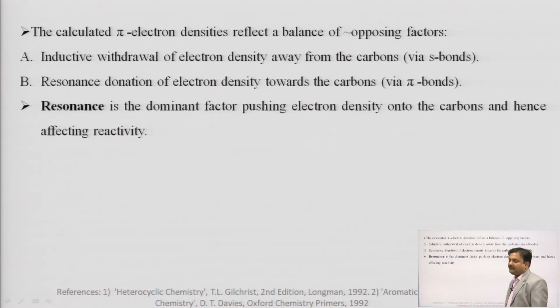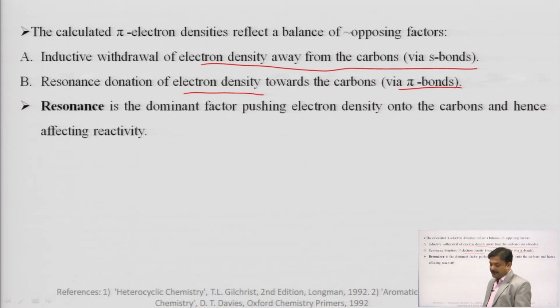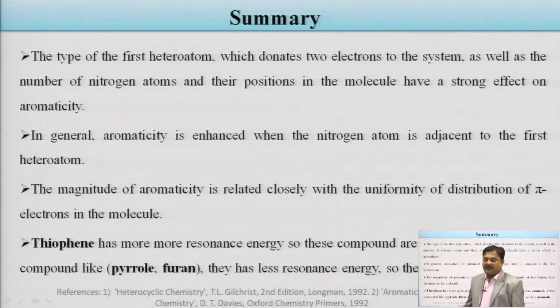So, the calculated pi electron density reflects the balance of opposing factors: inductive withdrawal of the electron density away from the carbons via sigma bonds, meaning electronegativity, when we are talking about electronegative atoms, that is furan, thiophene and pyrrole. So, inductive effect will be there, which will cause the push of electrons towards the electronegative atoms. And resonance donation of electron density towards the carbons via the pi bonds. Resonance is the dominant factor pushing electron density onto the carbon and hence affecting reactivity. Got it? Now, we will summarize the overall lectures.